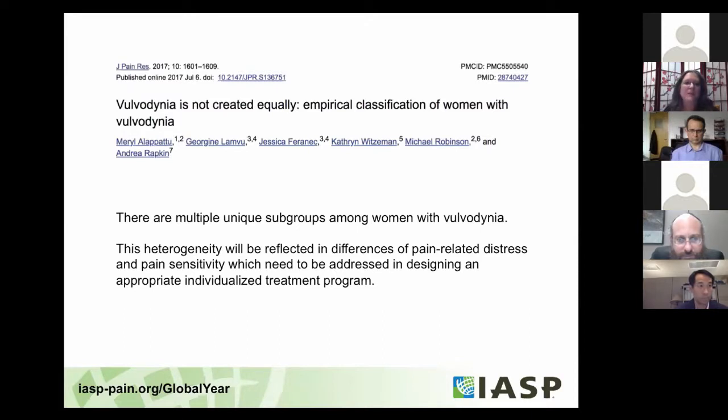This study by Marilala Pato and her group looked at the different subgroups among women in vulvodynia and found that we don't have an individualized treatment program that's going to work across the board. And this supports what was just presented in the other paper, that we have a variety for our assessment. We also have a variety in what we're going to find on the evaluation.